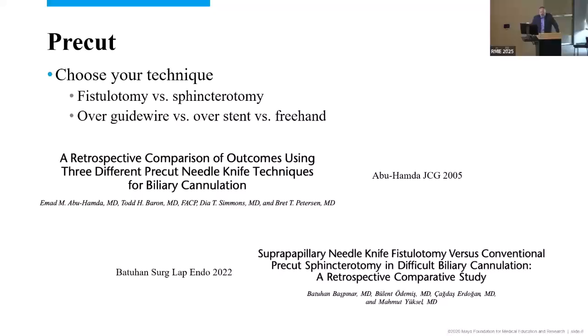The next approach is pre-cut. Fistulotomy or sphincterotomy, you've seen that demonstrated over the past couple of days, both in talks and in practice. Are you going to do these over a guide wire, over a stent, freehand? There's a lot of data suggesting that fistulotomy and sphincterotomy both have nearly equivalent rates of cannulation and technical success. And perhaps there is a signal suggesting a lower rate of pancreatitis if you use a suprapapillary fistulotomy approach. But this is largely endoscopist preference and comfort, in my opinion.